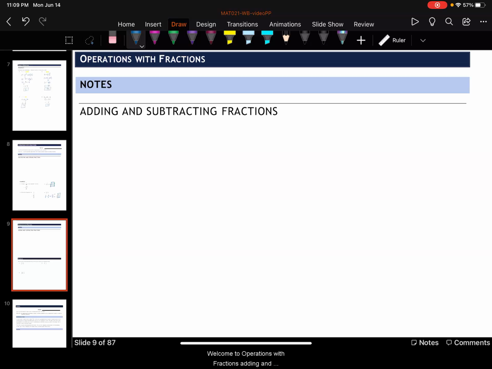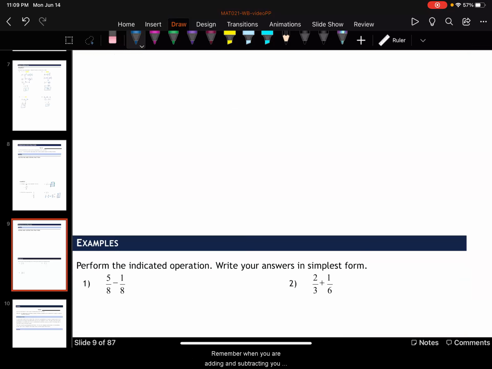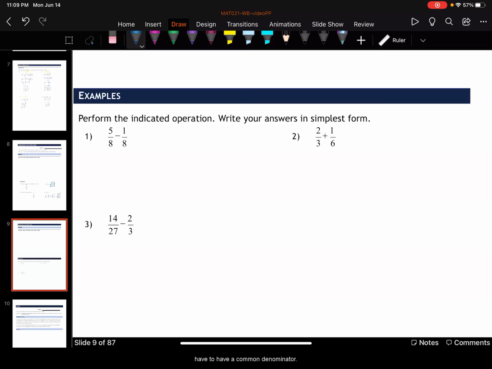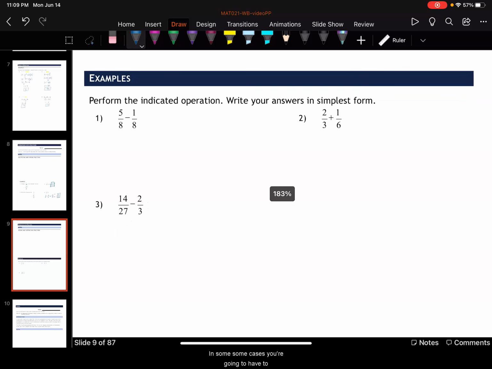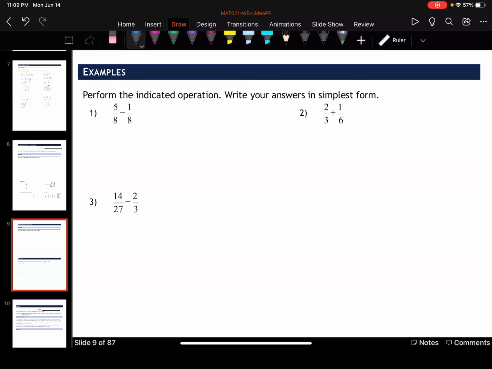Welcome to Operations with Fractions, adding and subtracting fractions. We're going to be looking at examples 1 through 3. Remember, when you are adding and subtracting, you have to have a common denominator. So in some cases, you're going to have to determine that common denominator on your own.